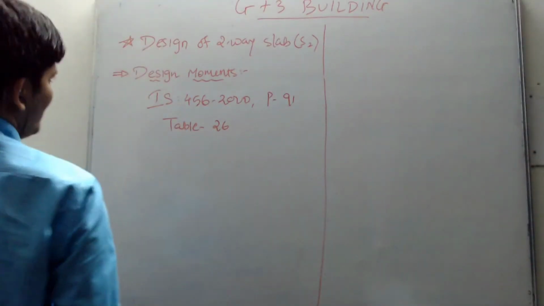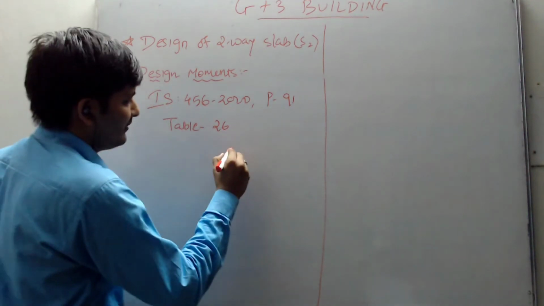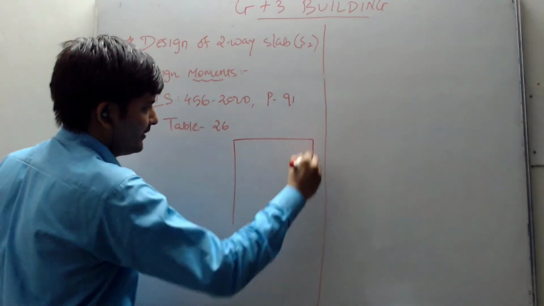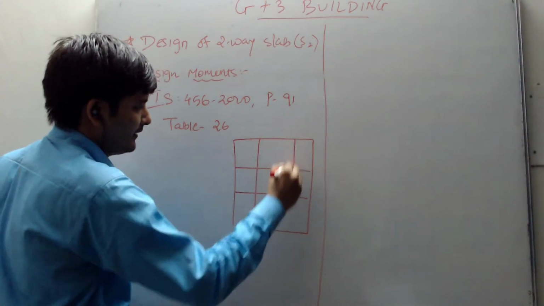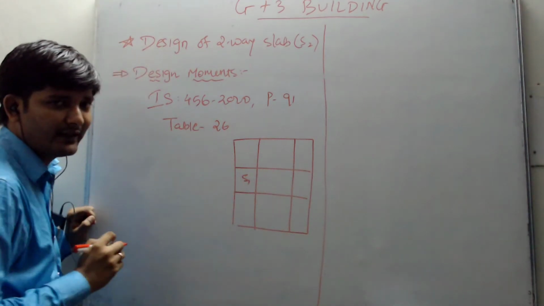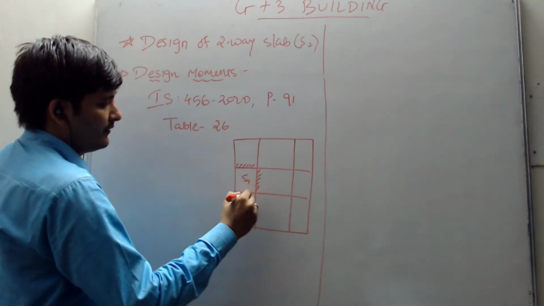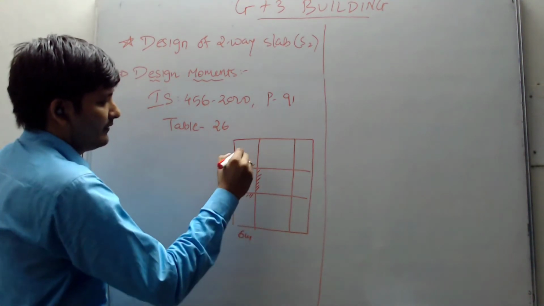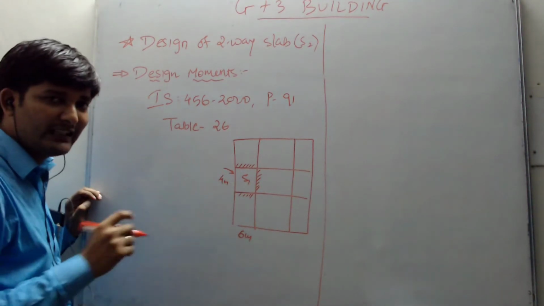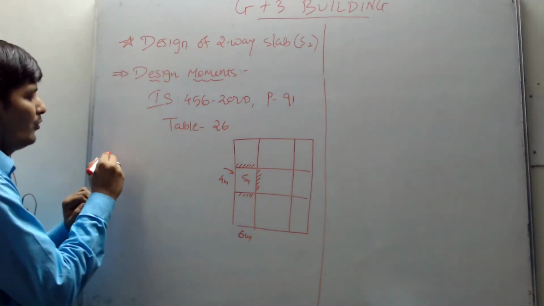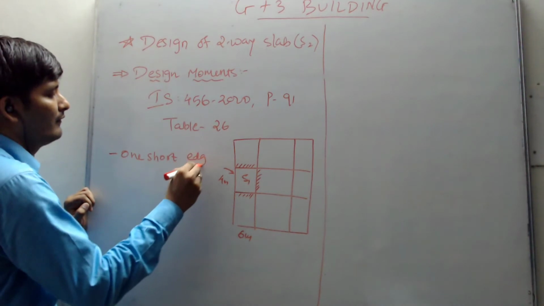So page number 91, table number 26, our panel. Let me draw a plan again here so that you can understand. This is the plan that we are designing. This is the S2 slab that I am doing the design of. Here it is continuous, continuous, continuous. This is 6 meters, this is 4 meters. This edge shown with an arrow is discontinuous. So it means one short edge discontinuous.